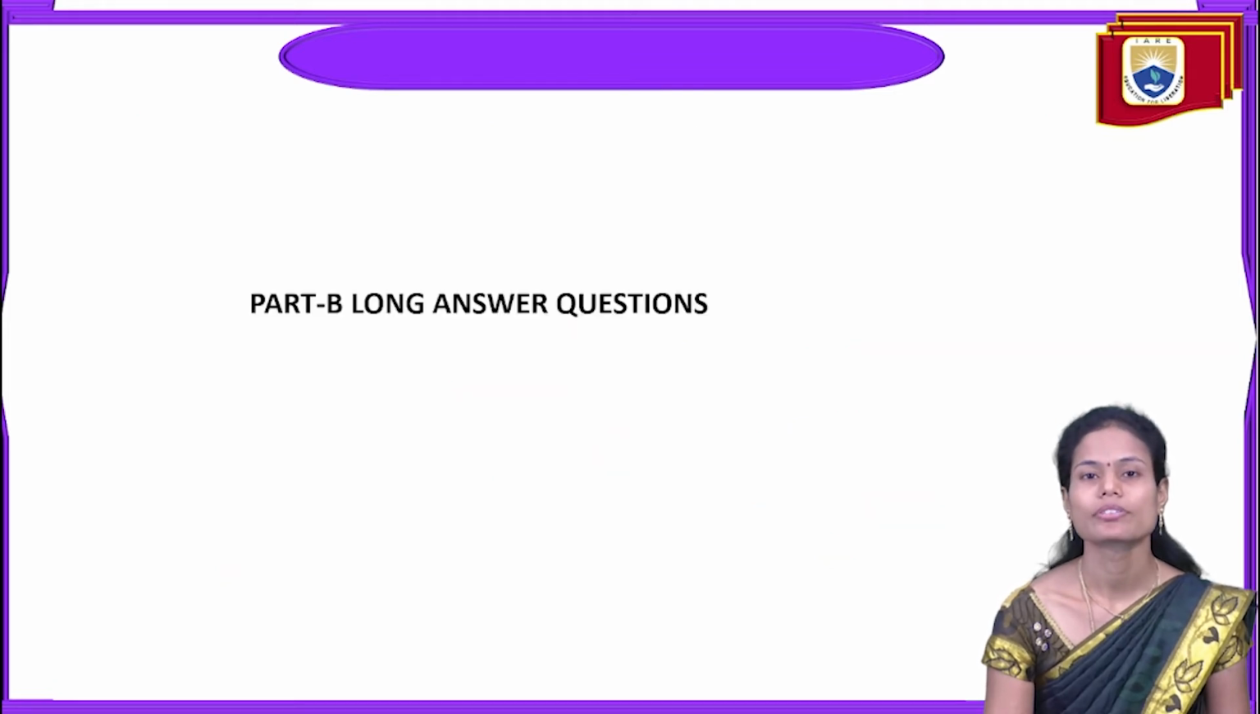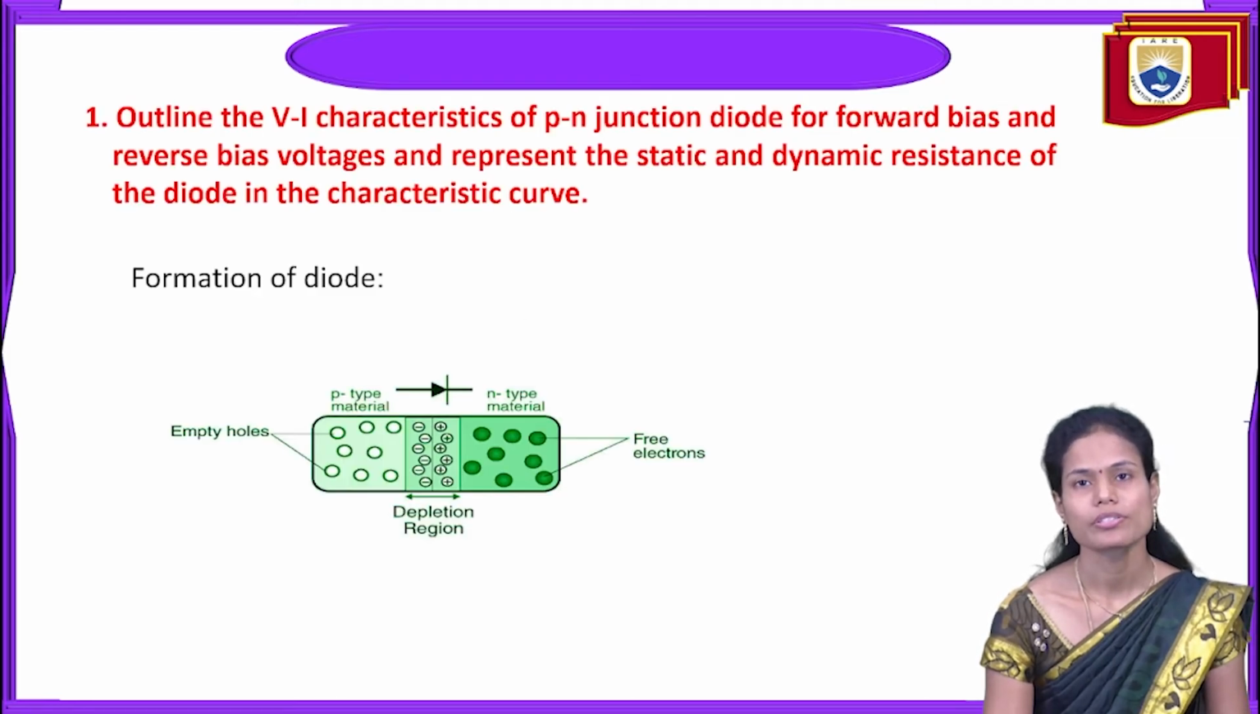So till now we discussed the critical thinking or analytical reasoning related questions. Now we are moving to part B, that is long answer questions. So we need to write in detail about each and every concept in these questions. In this case, the first question is: outline the VI characteristics of the PN junction diode for forward bias and reverse bias voltages, and represent the static and dynamic resistance of the diode in the characteristic curve.